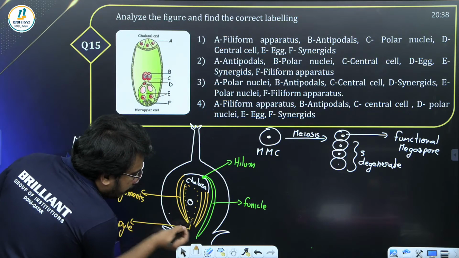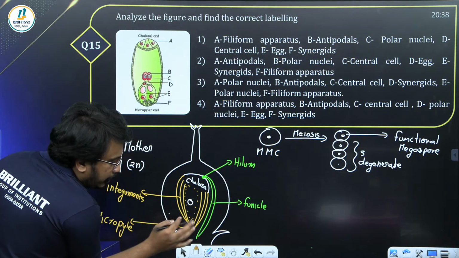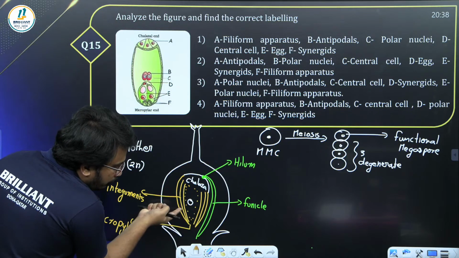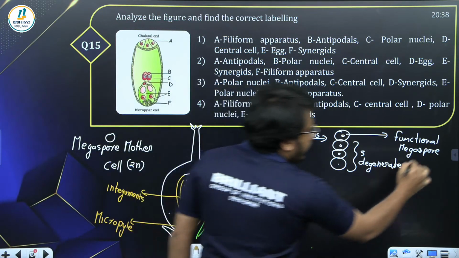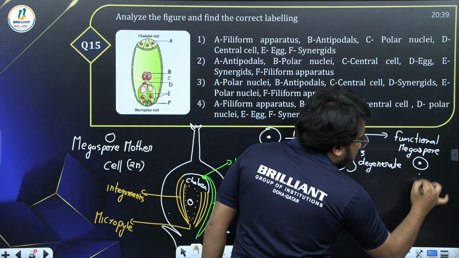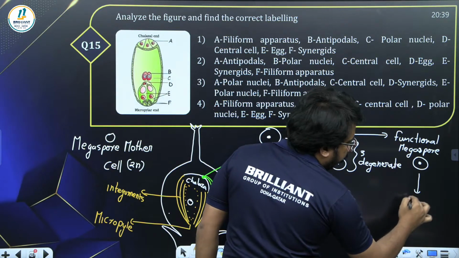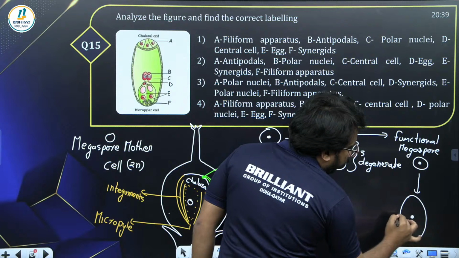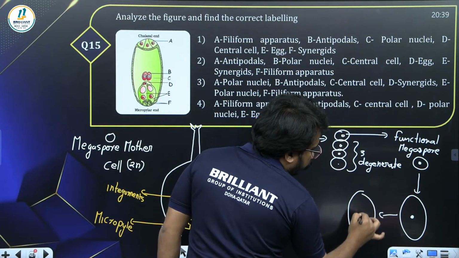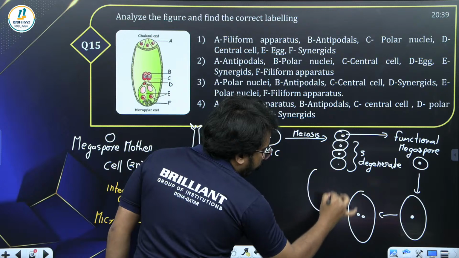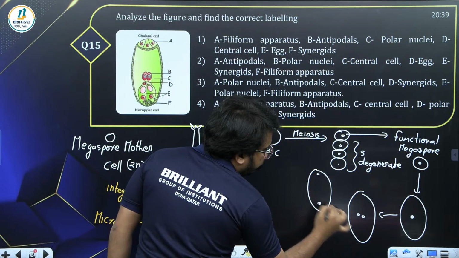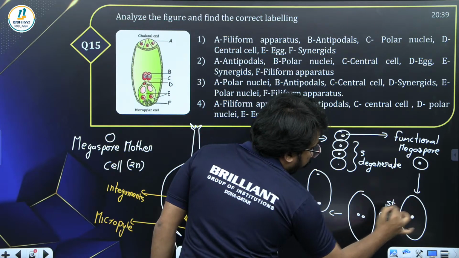Here only 4 will be formed. The 3 towards the micropyle will degenerate. The 1 facing towards the chalaza will become the functional megaspore. In that functional megaspore, you can see there is nuclear division. In the first round of nuclear division, they will form 2 nuclei. Then these nuclei will move towards each pole. So this is the first round of nuclear division.